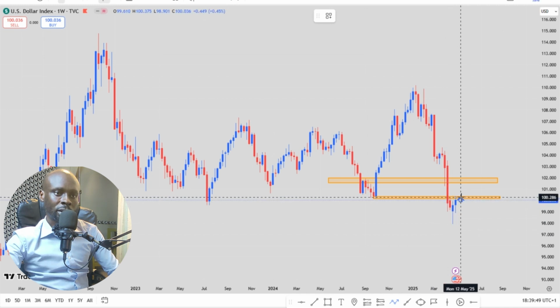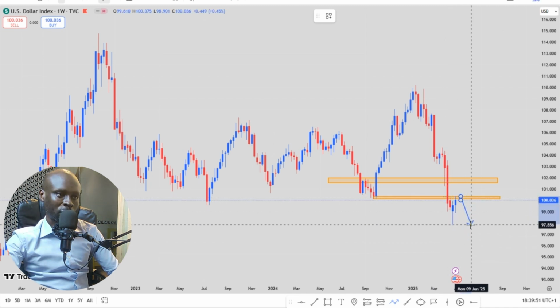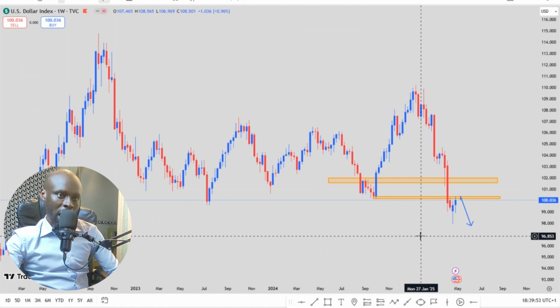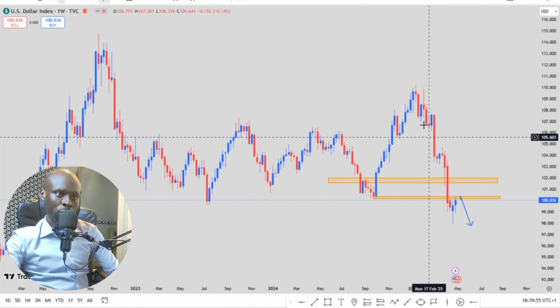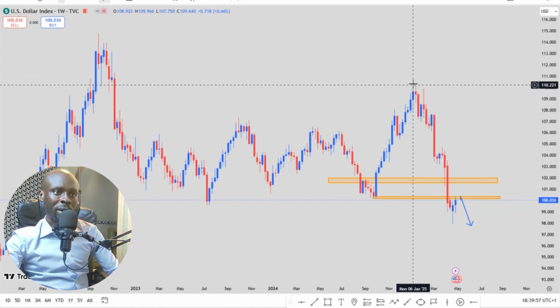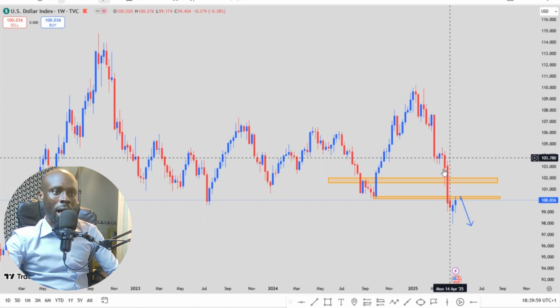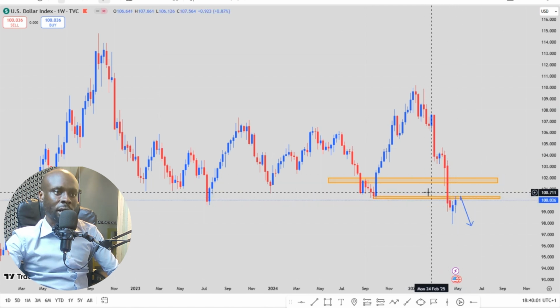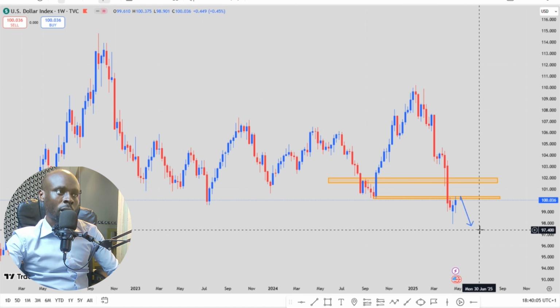We expect price to retest, then we see price pushing lower for the DXY this week. From the weekly chart, we see a series of lower highs: lower high, lower high, lower high, then we have a lower high at this level. So we expect the DXY to resume its downtrend movement this week.